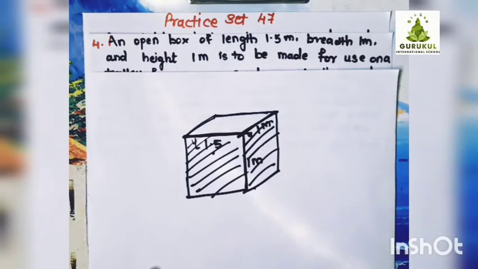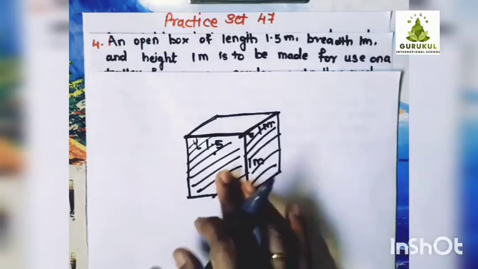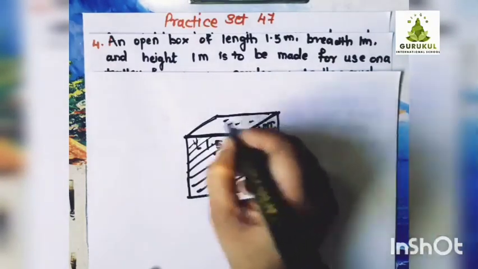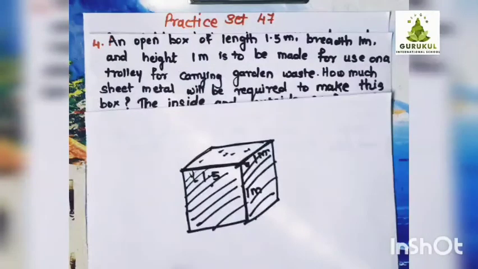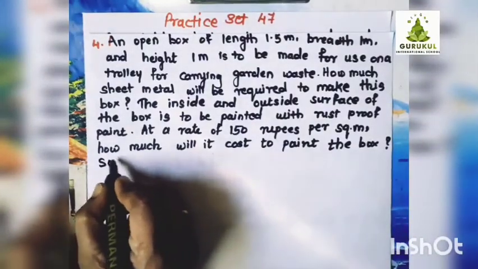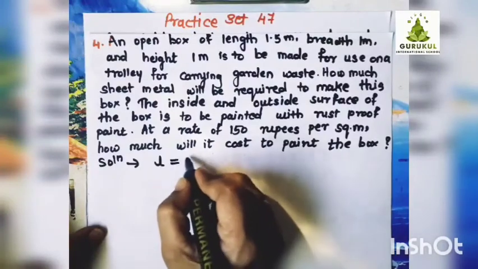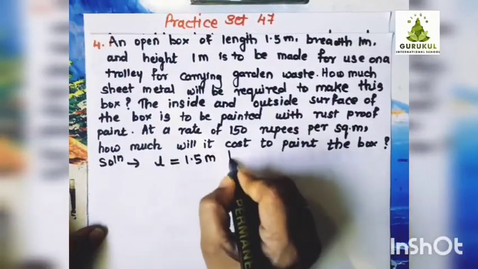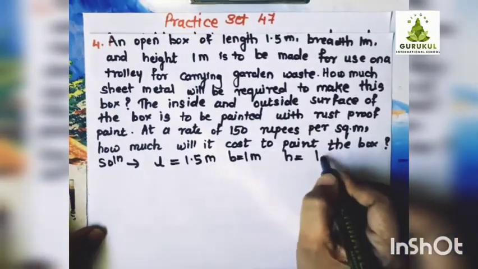Correct? So if we subtract that one, from the total we will subtract this area. Then we will get the area of the tin, or the area of the sheet required to prepare the box. Let us solve it step by step. So we'll write down here, solution. In solution, we have to write what is given. L is 1.5 meters, B is 1 meter and H is also 1 meter.